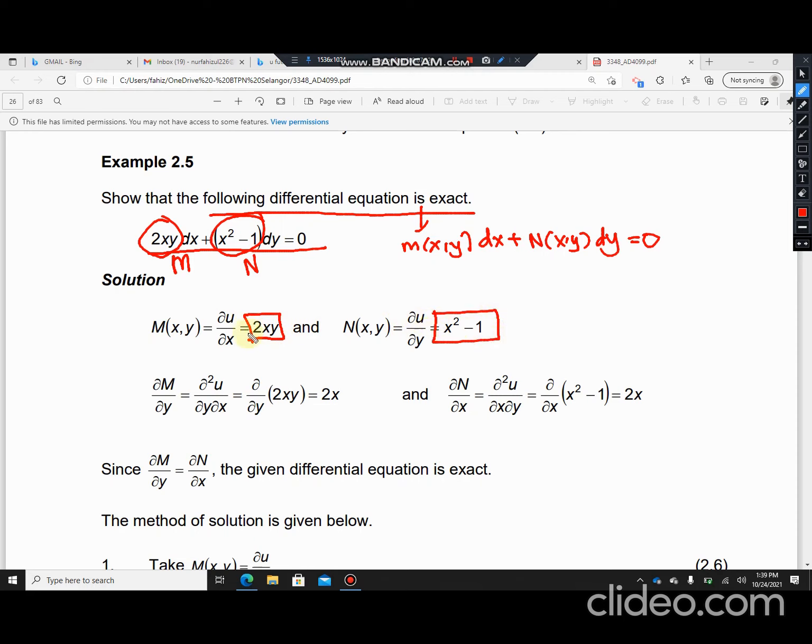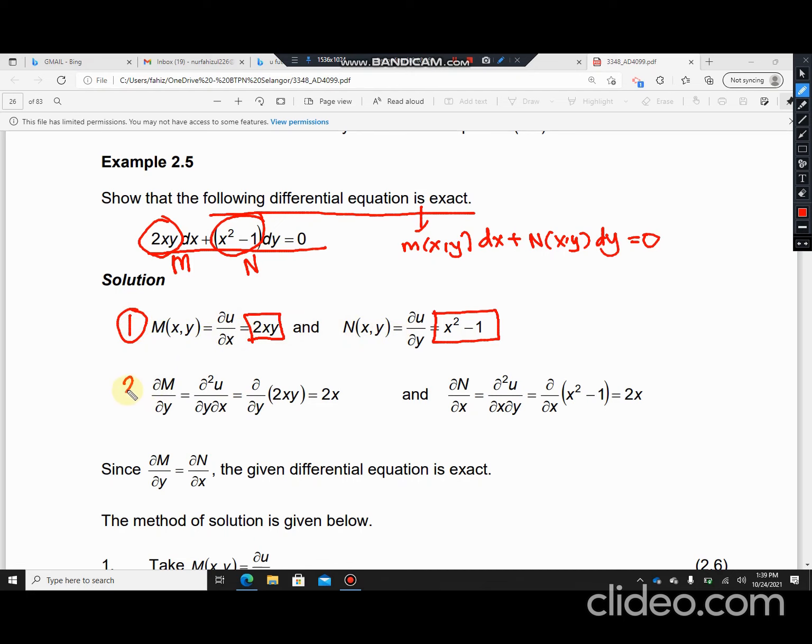So since we know that, daripada yang atas tadi kita dah tahu M(x,y) equals to delta u, delta x, and then N(x,y) is equals to delta u, delta y. So it means that 2xy is equals to delta u, delta x, and x square minus 1 is equals to delta u, delta y. First, awak identify dulu which one is M and which one is N.